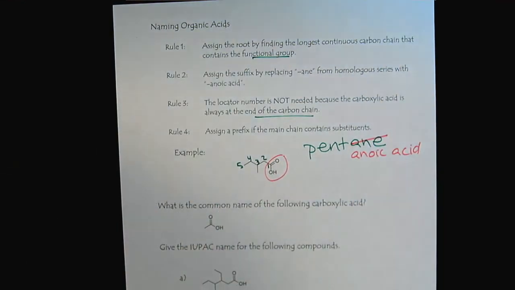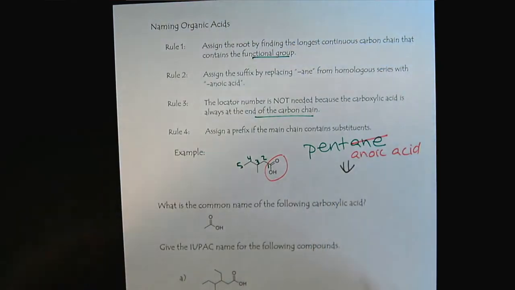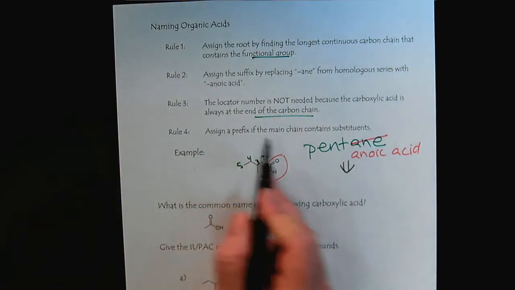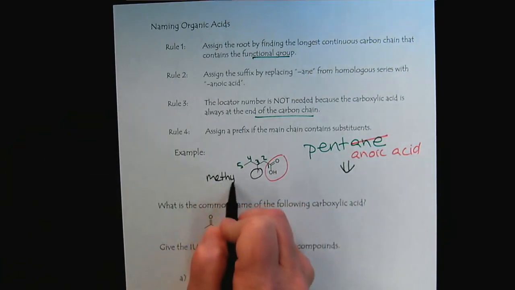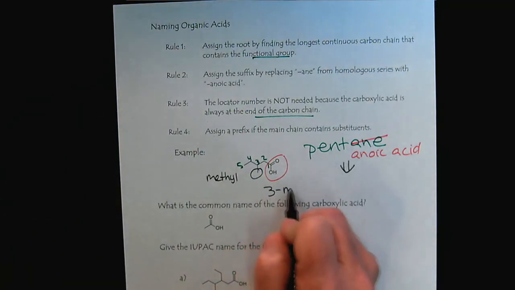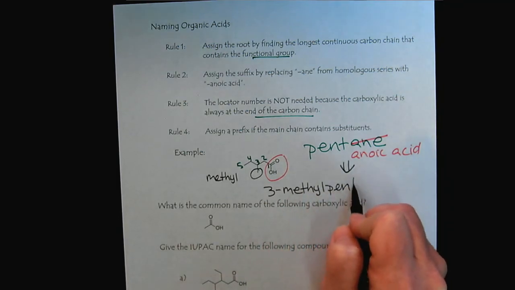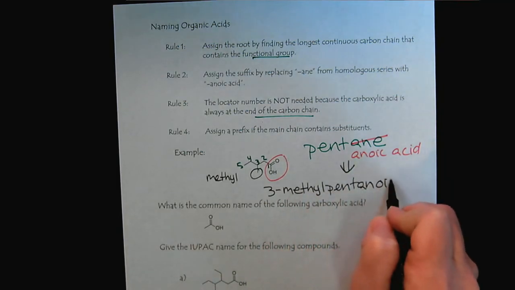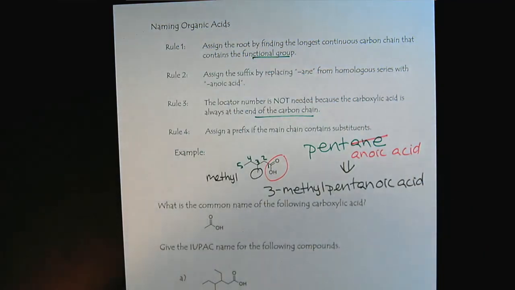But then we see that we have a carboxylic acid, so we replace the ane with anoic acid. So now if we rewrite this, and then we have one last bit here. We have a branch. So there's a methyl group coming off of carbon 3. So to name this compound, 3-methylpentanoic acid. All right, there we go.